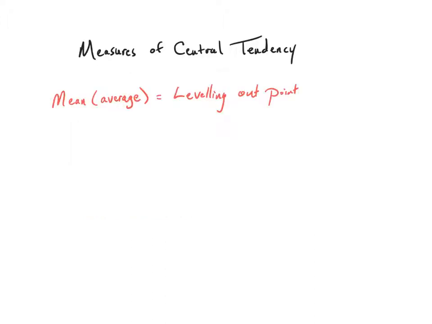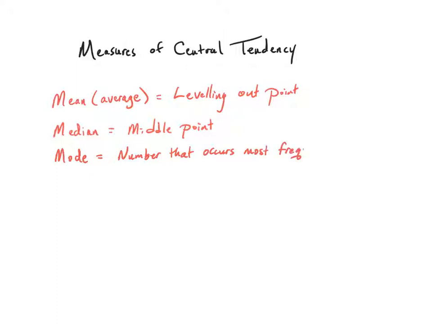To recap so far, there are 3 measures of central tendency. One of them is the mean or the average, which is the leveling out point of data. I'm going to show you 2 others. The first one is the median, which is the middle point of data. And the next one is the mode. And the mode of data is the number that occurs most frequently in your data set. Each of these measures of central tendency are trying to describe the center of your data set.